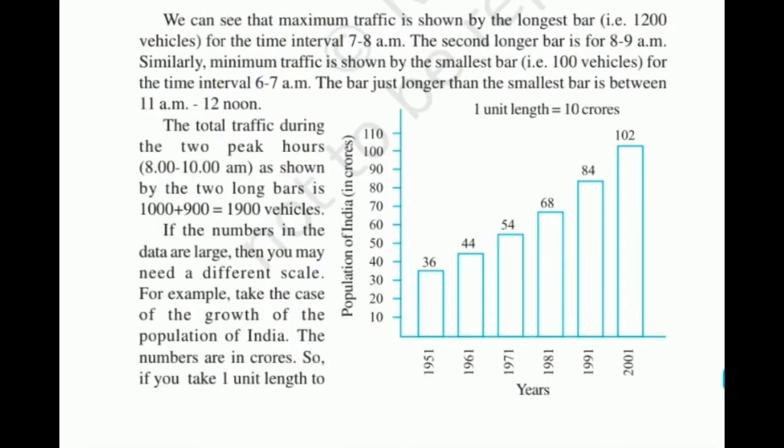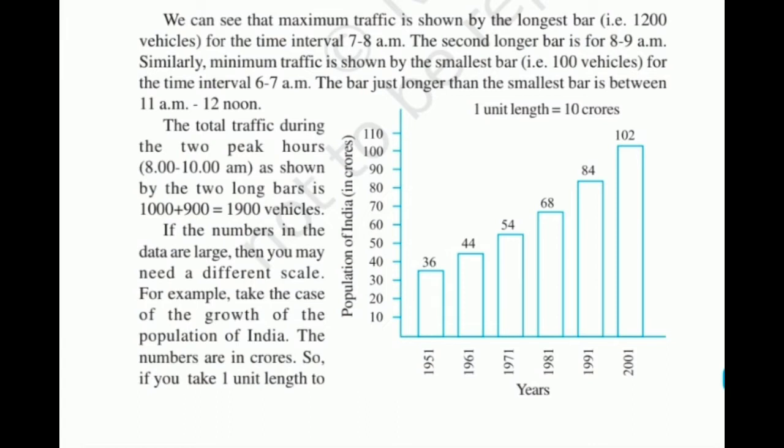So we can see the maximum traffic is shown by the longest bar, that is 1200 vehicles for the time interval 7 to 8 am. The second longest bar is for 8 to 9 am. Similarly, the minimum traffic is shown by the smallest bar, that is 100 vehicles for the time interval 6 to 7 am. The bar just longer than the smallest bar is between 11 am to 12 noon. The total traffic during the two peak hours 8 to 10 am is shown by the two long bars, which is 1000 plus 900 equals 1900 vehicles.